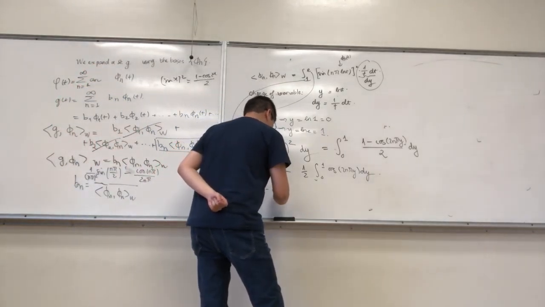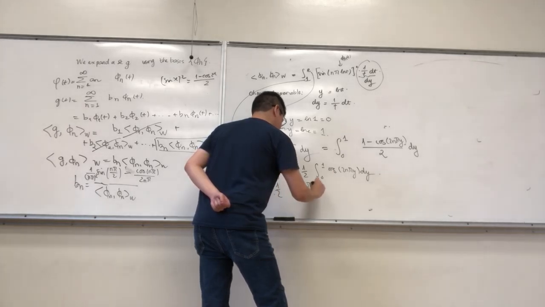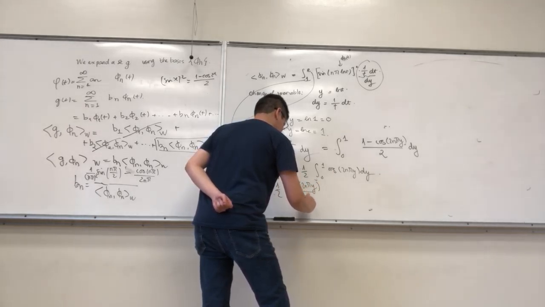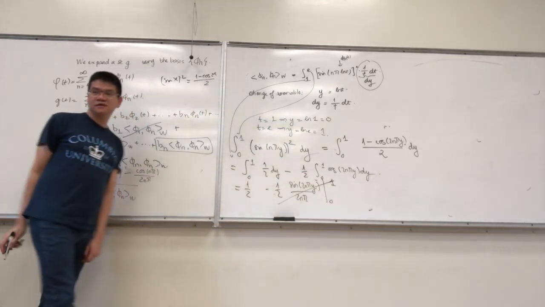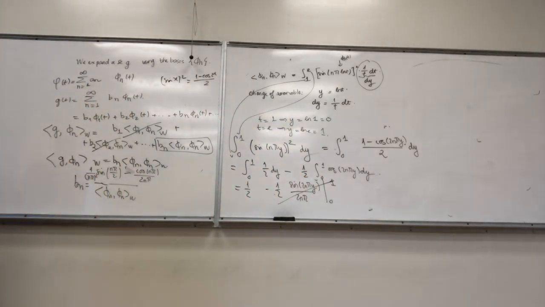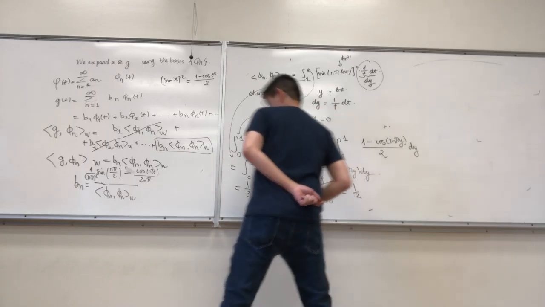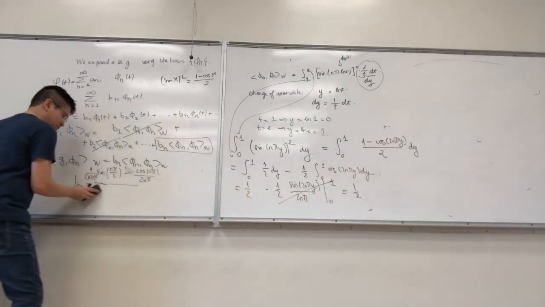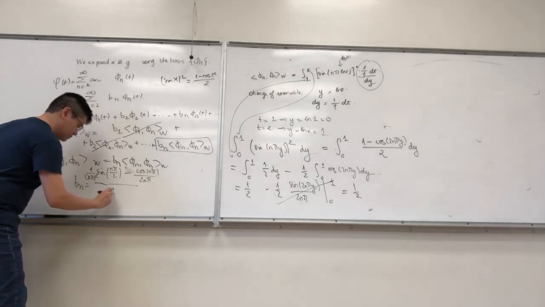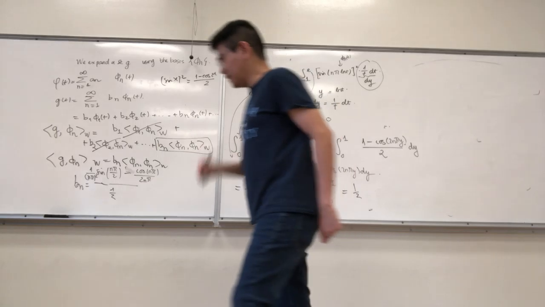So for the second one, I'm going to use sine of 2 n pi y divided by 2 n pi, and I evaluate at 0 and 1, so this is 0. Right, because sine 2 n pi is 0 and sine 0 is 0. So basically, this gives me 1 half. So here, I replace this by 1 half. All right? So this is b n.